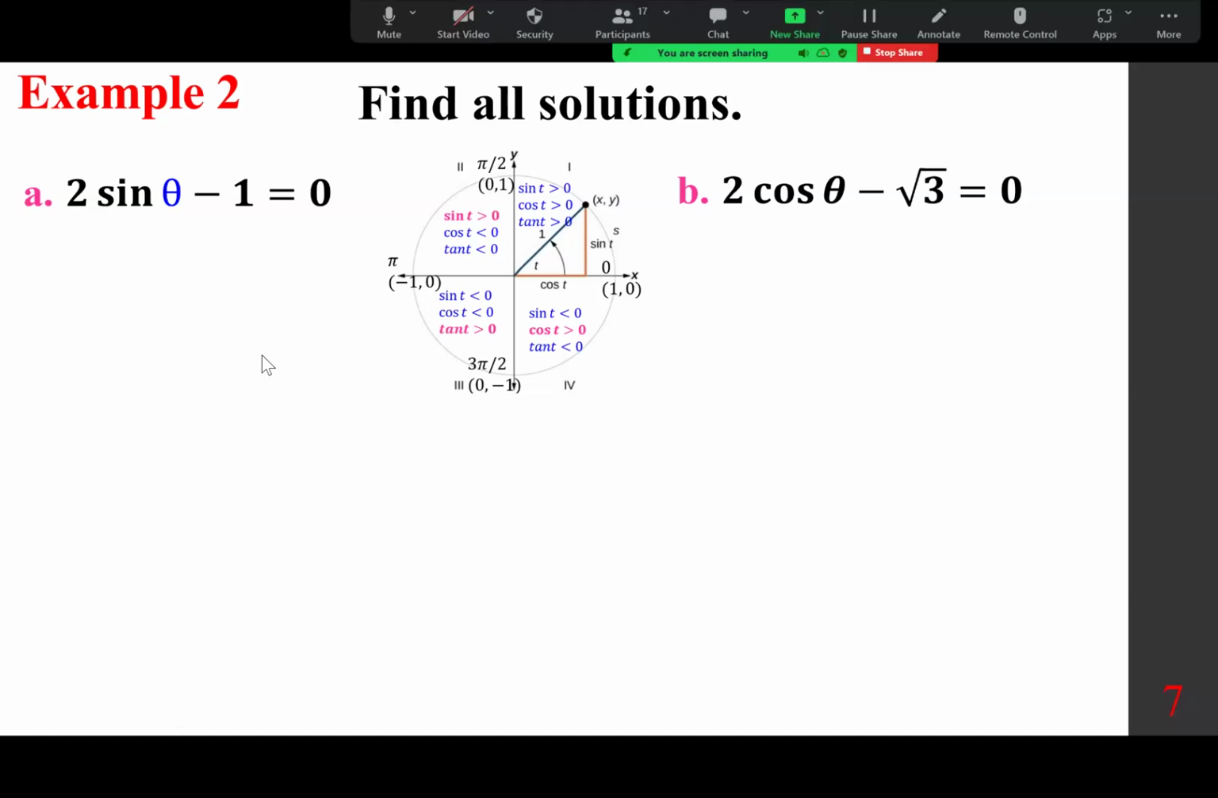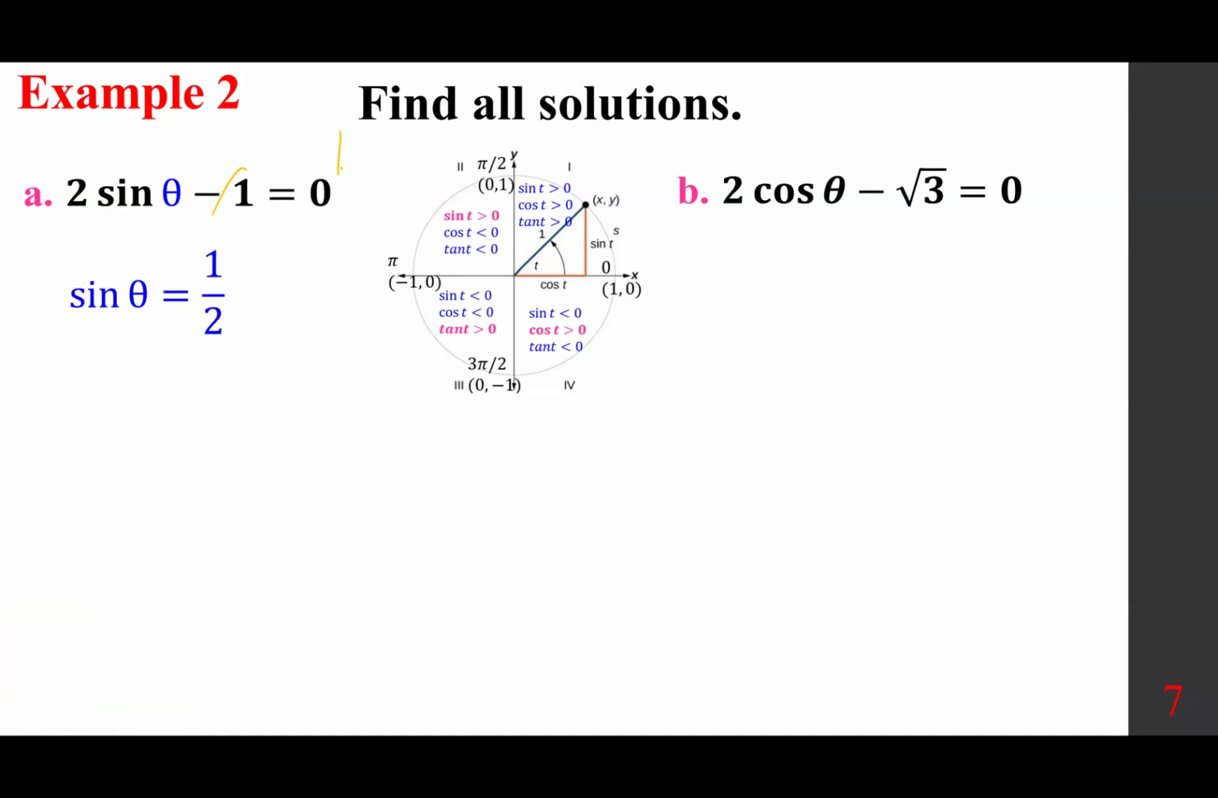Two sine theta minus 1 equals 0. Move the negative 1, make it positive 1 divided by 2. Sine theta equals 1/2. Sine theta equals 1/2 when theta is pi over 6 in the first quadrant. It is also positive in the second quadrant. So pi minus pi over 6. So on 0 to 2 pi, the answer is pi over 6.